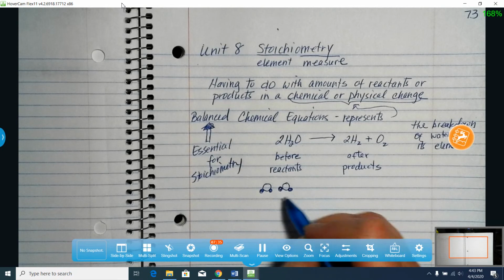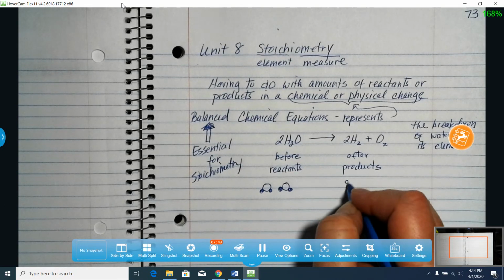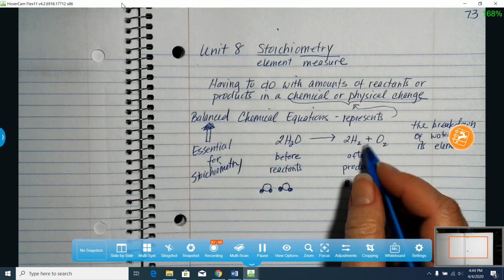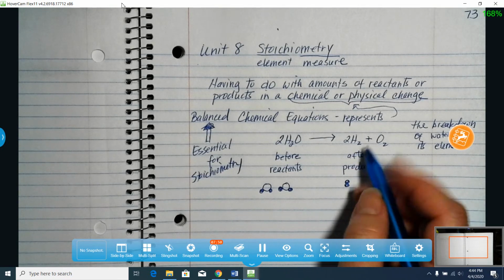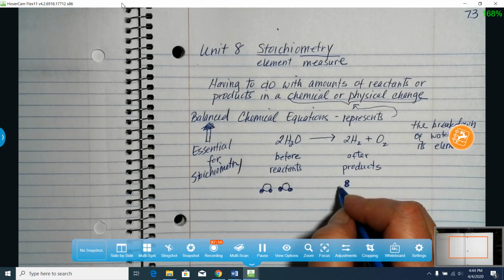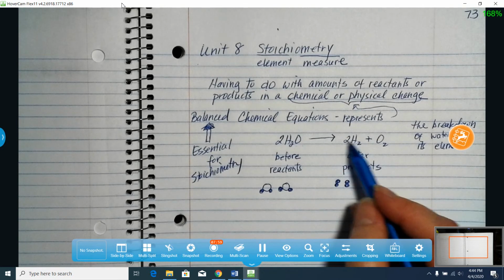So our hydrogen, the way I drew it before, were these darker filled-in circles. So I'm going to draw two of them stuck together, because a molecule has atoms bonded together. Sometimes you'll have a particle that's just one atom. And then we have two of these, two of those.